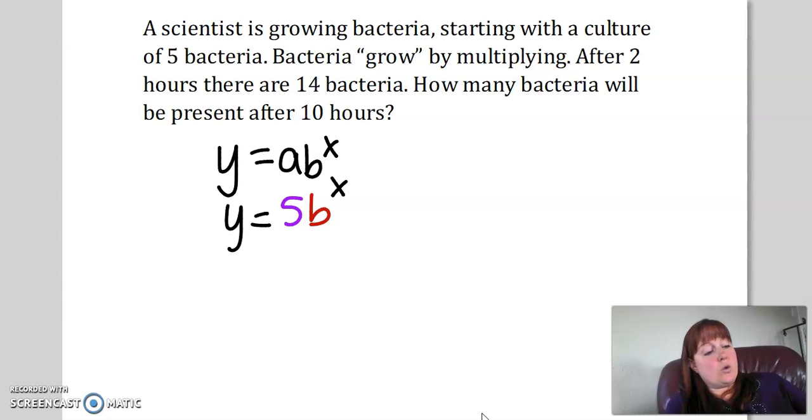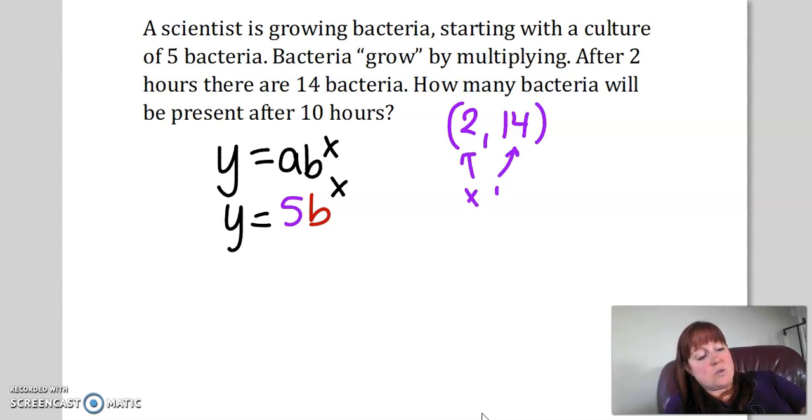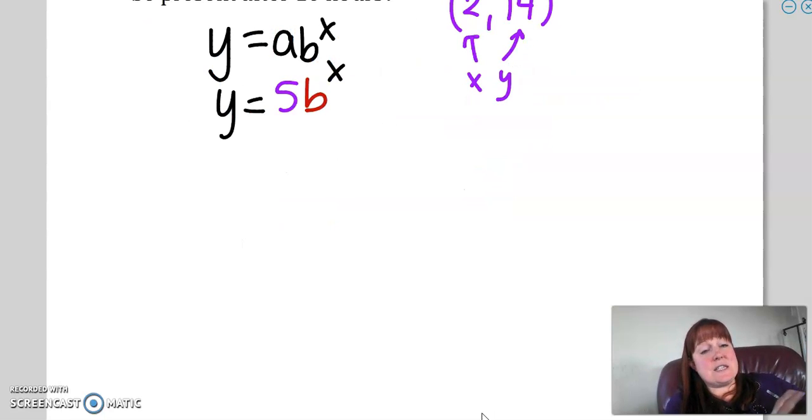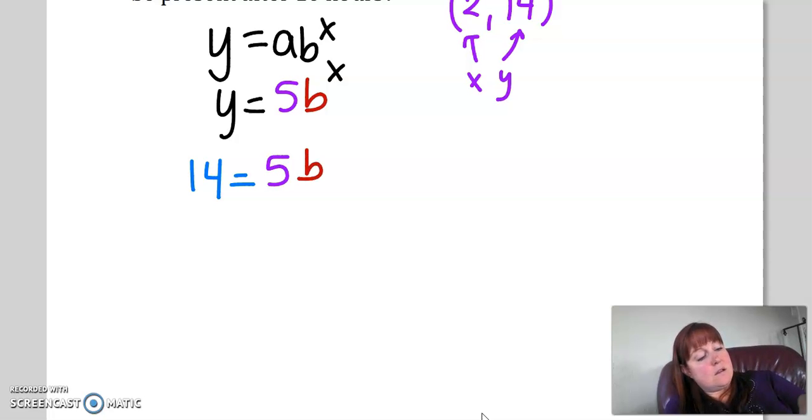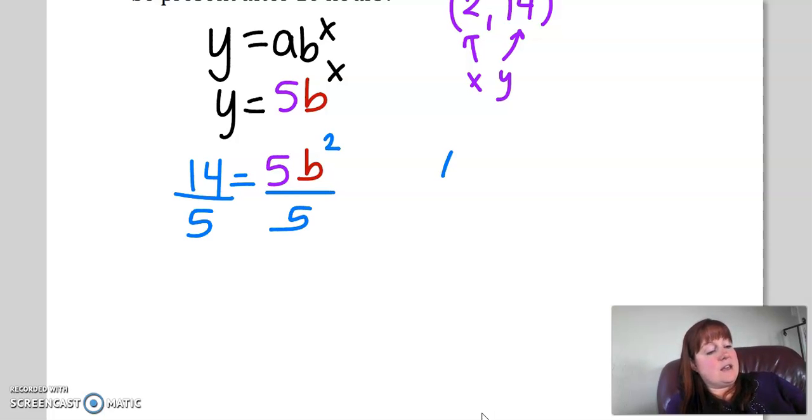Now we do know that after 2 hours, so when time equals 2, the bacteria equals 14. So when x equals 2, y equals 14. Now I can plug that into my function and see what this equals. So we're going to go ahead and divide both sides by 5, and I get 14/5 equals b squared.